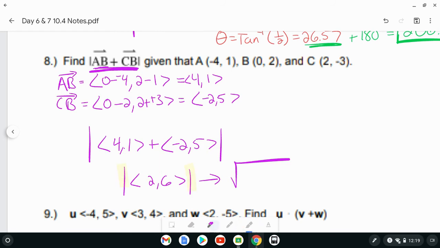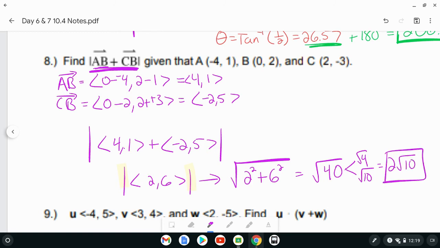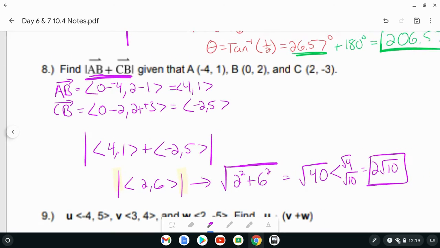Now if we're trying to find the magnitude of that, that's what these two things mean right here. That's the magnitude. We go x squared plus y squared, square root it, 4 plus 36 is square root of 40. You can break it down to 4 and 10, so you end up with 2 root 10. So that's the magnitude of vector AB plus vector CB. And if we did it geometrically like we did yesterday, where it's head to tail, you would get the same thing.